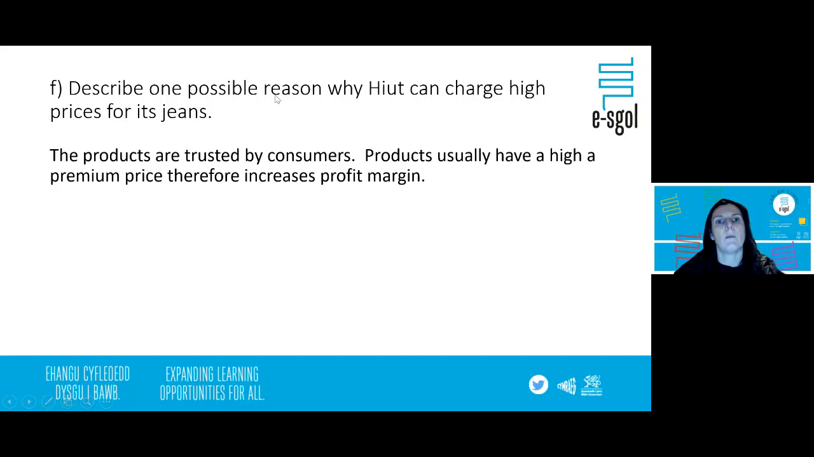Another one is: describe one possible reason why Hyatt can charge higher prices for its jeans. The products are trusted by consumers. Products usually have a high premium price, therefore increasing the profit margin. Okay, and again, you're expanding on that.